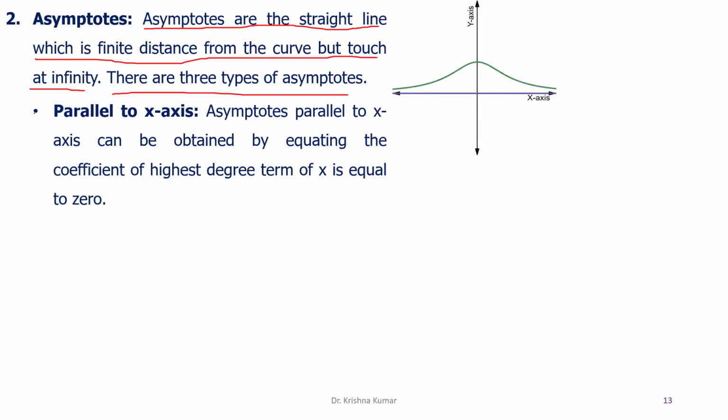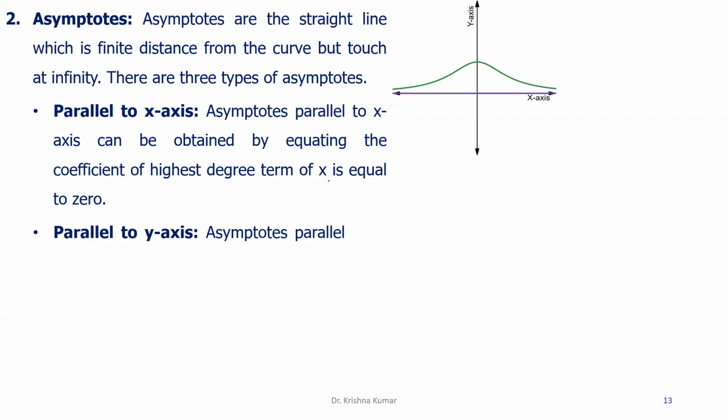Now, here, this line, the x-axis, is an asymptote for the given curve. Why is it an asymptote for the given curve? Because it is at a finite distance. Suppose the distance is a. It is at a finite distance from the given curve, but it touches at infinity. So such a straight line, here the x-axis, is called an asymptote. Now, since it is parallel to x, or we can say it is the x-axis itself, this can be obtained by equating the coefficient of the highest degree term of x equal to 0.